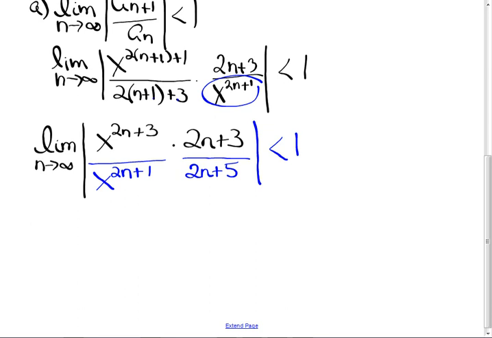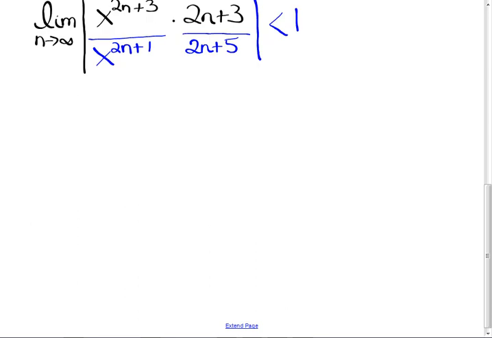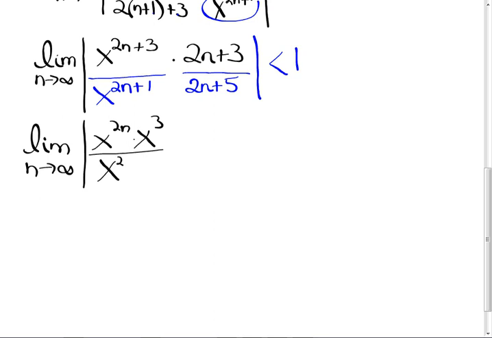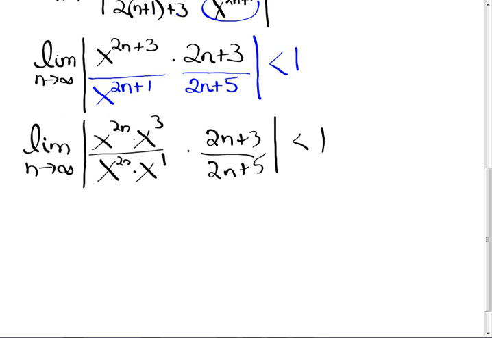Okay. Now, what do you do with exponents? If you don't know what to do with those, then we will do what I call the brute force method. We will write down what it means. It means this. It's x to the 2n times x cubed. This is x to the 2n times x to the first. If you don't do your parentheses up there, you won't get this difference of being 2. That's a problem, especially if you forgot your absolute value. And then this is 2n plus 3 over 2n plus 5, which is less than 1.